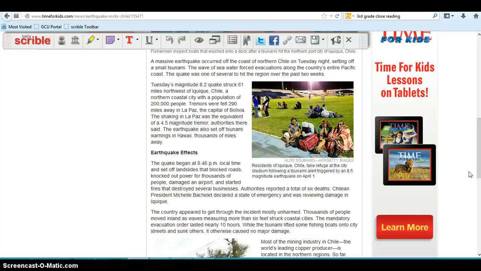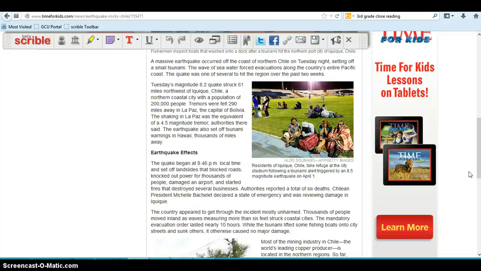Earthquake effects. The quake began at 8:46 p.m. local time and set off landslides that blocked roads, knocked out power for thousands of people, damaged an airport, and started fires that destroyed several businesses. Authorities reported a total of 6 deaths. Chilean President Michelle Bachelet declared a state of emergency and was reviewing damage in Iquique. The country appeared to get through the incident mostly unharmed.